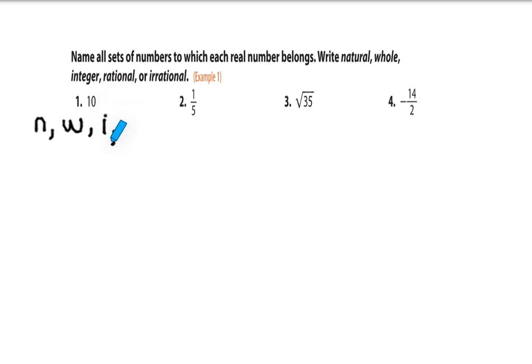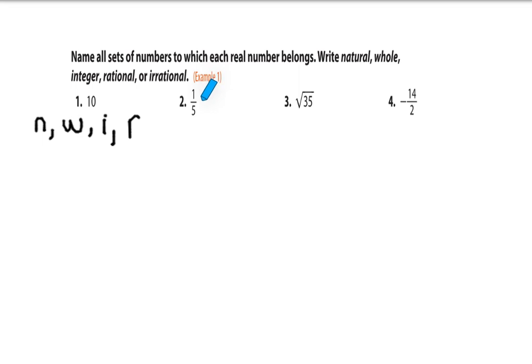I for integer. And we know that you can make this into a fraction. That's why it can be classified as rational. Rational numbers can be made into fractions because you could put 10 over 1 and still equal 10. So R for rational. It is not irrational. Irrational is a decimal that keeps going on and on and on with no pattern. Let's go to number 2.